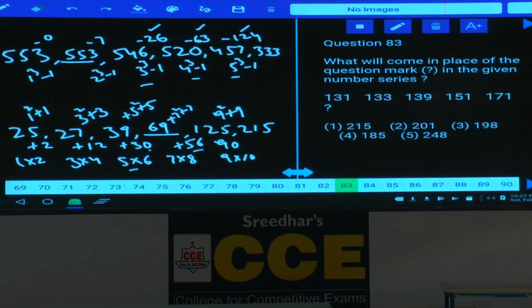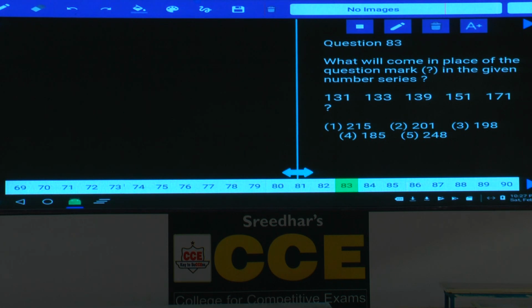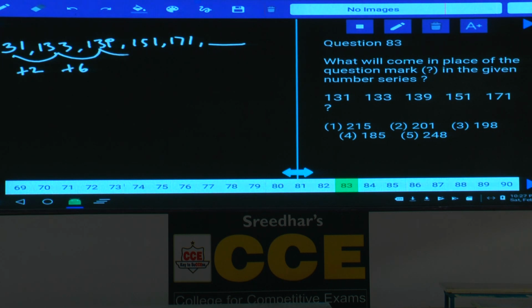Then 83. Now question number 83. Now tell me what are these numbers here? 131, 133. As the numbers are increasing at a smaller rate, it must be under which category? It must be under difference. 131, 133, 139, next one is 151, 171, next one is how much? Now the difference between these two is how much? 2, and the next difference is how much? The next difference between these two is 6, and 139 and 151 can be written as 12, and 151 and 171 can be written as 20.